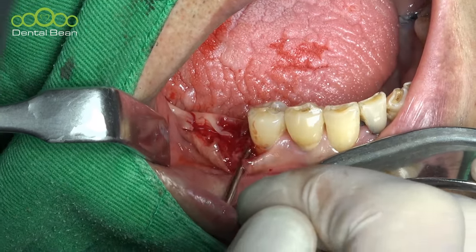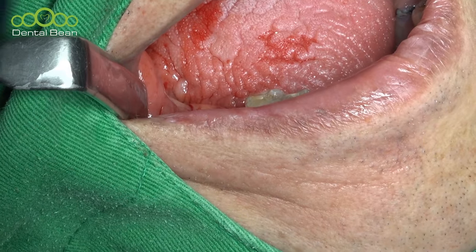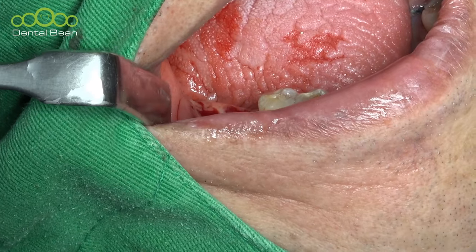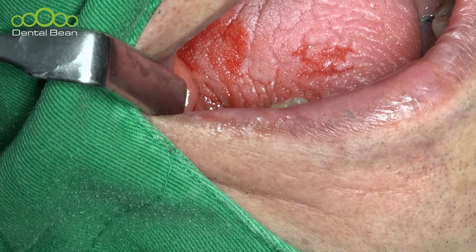Bone is very flat. Crestal mode, please. This area requires no GBR. So crestal flattening is better.